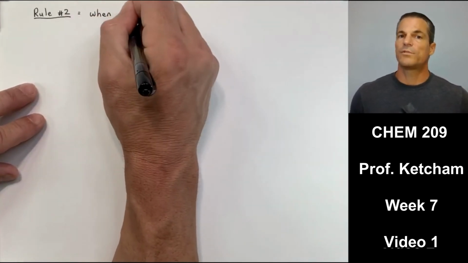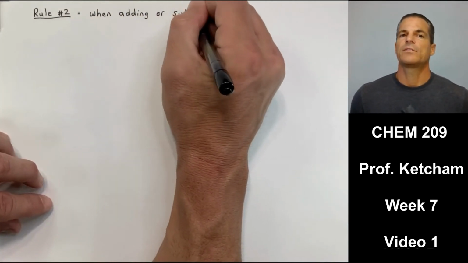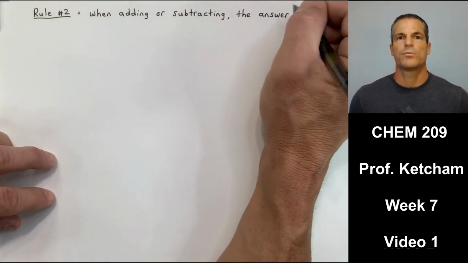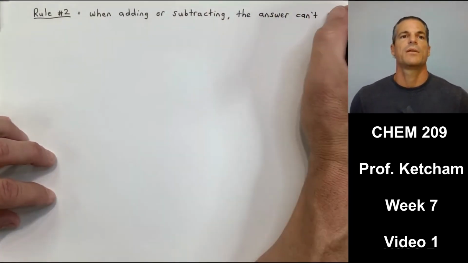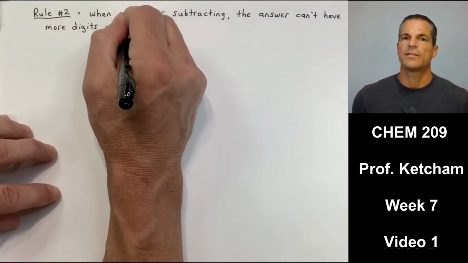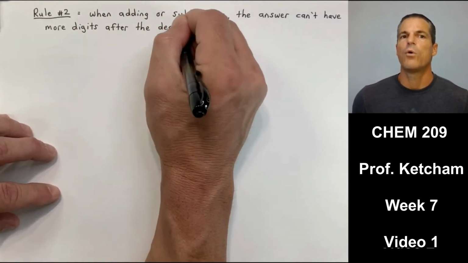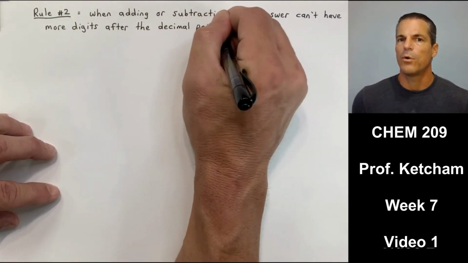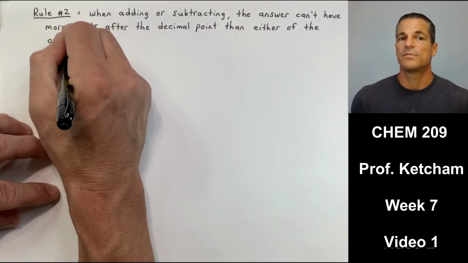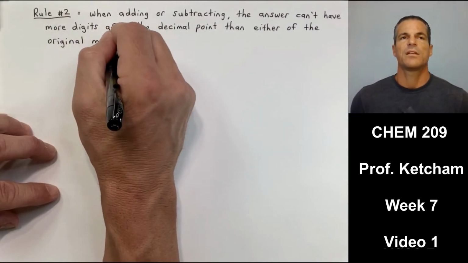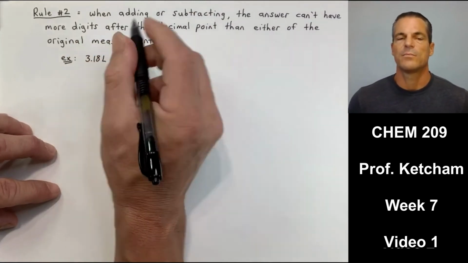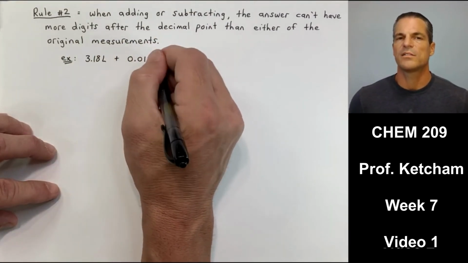All right, rule number 2. The reason why rule number 1 is not more popular but used more often is because we multiply and divide more often in chemistry. Rule number 2 is for addition and subtraction. When adding or subtracting, the answer can't have more digits after the decimal point than either of the original numbers that you're adding or subtracting. So basically, as far right as you can where both of them go to the right of the decimal. That was a little bit wordy. Let's just learn by example.